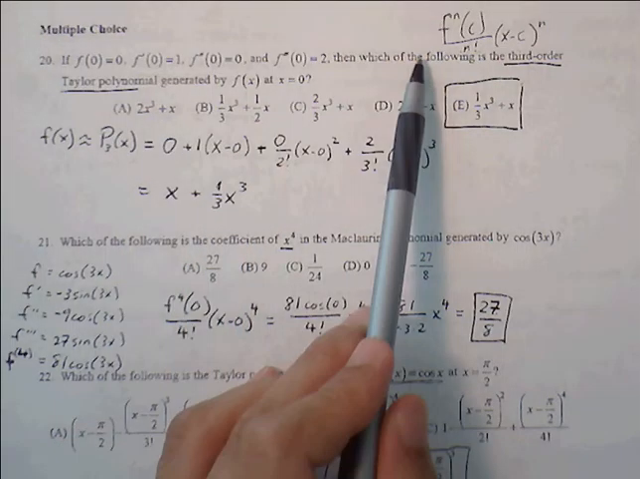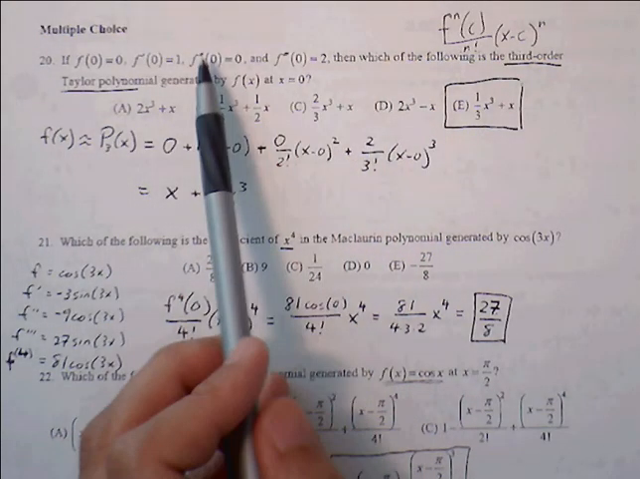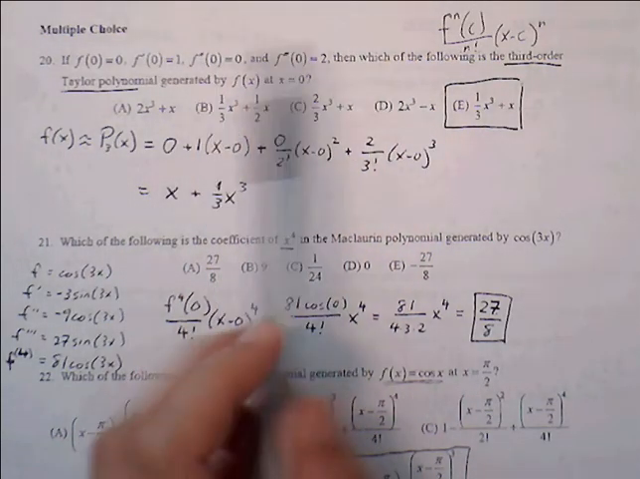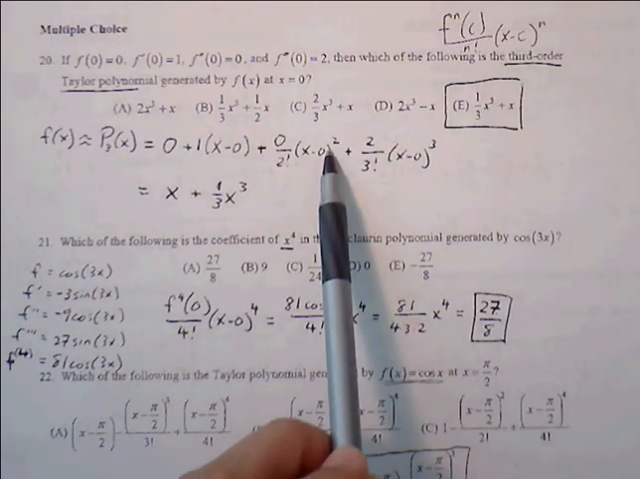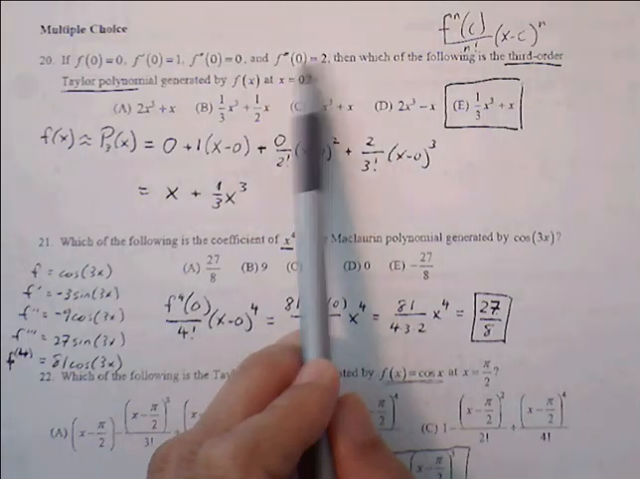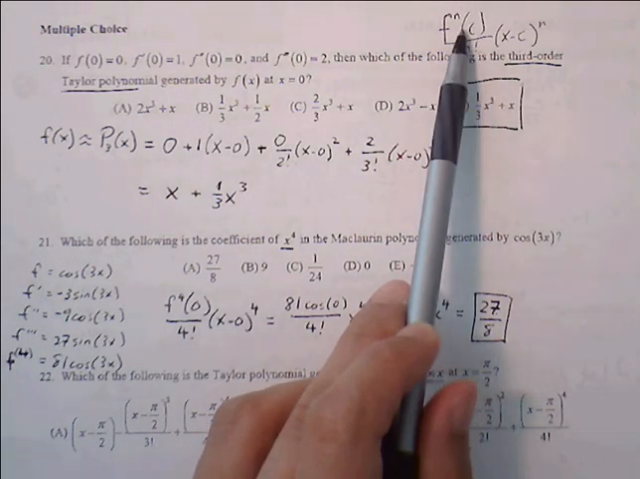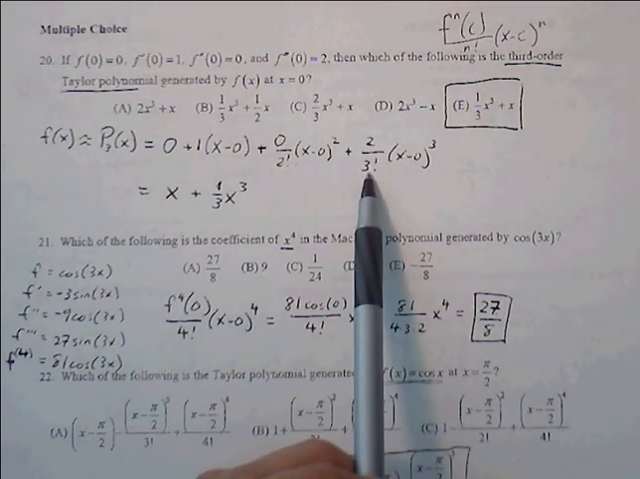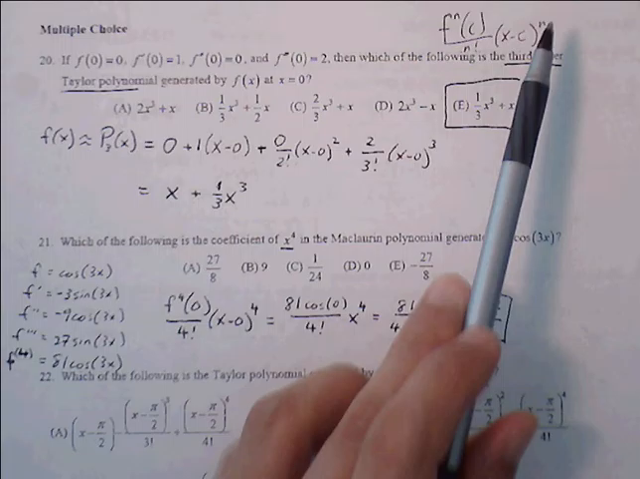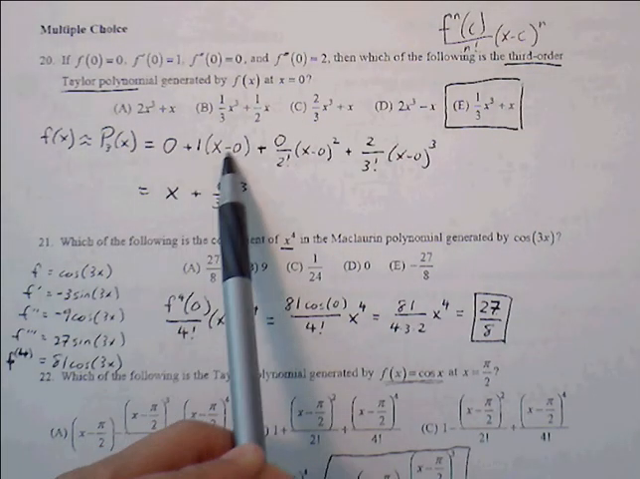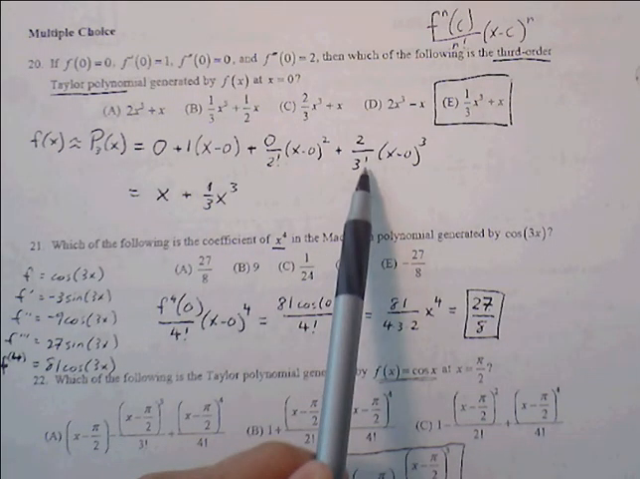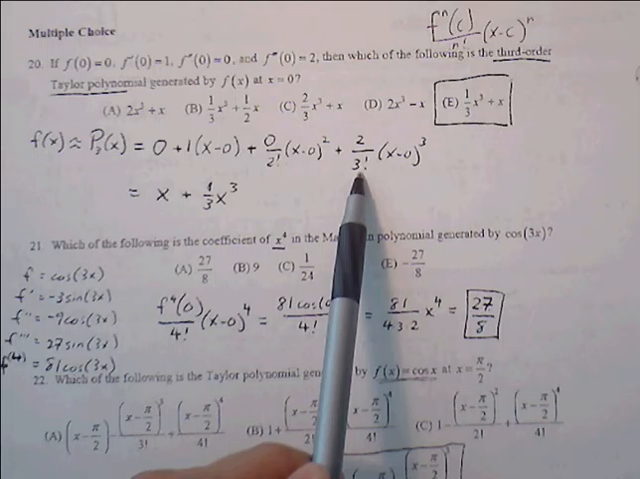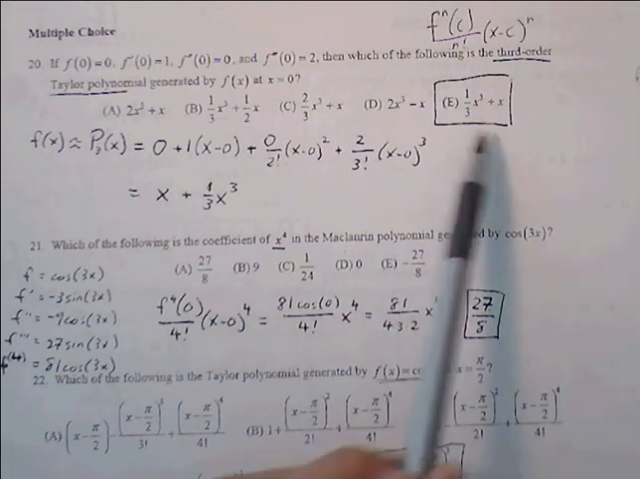And then we can build starting with the second derivative. The second derivative evaluated at the center is 0 over 2 factorial, because this is when n is equal to 2, times x minus our center raised to the second power. Plus the third derivative evaluated at the center 0 is 2 over 3 factorial times x minus 0 to the third power. If we simplify this expression, the zeros cancel out. We're left with x plus 2 over 6, and 3 factorial is 6, so 2 over 6 is 1/3, x cubed. So E.